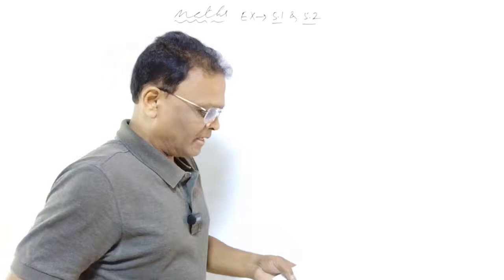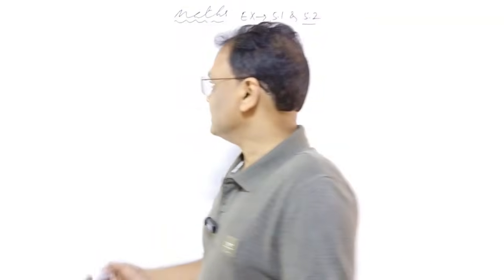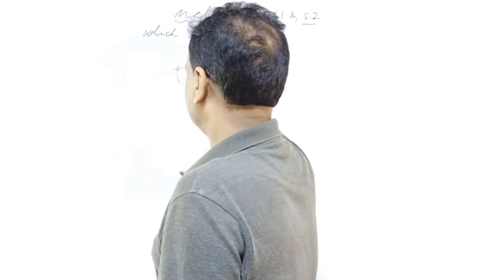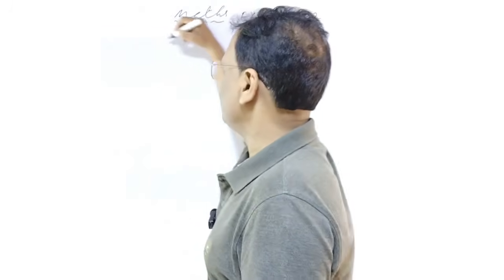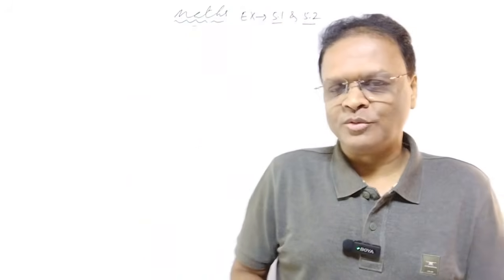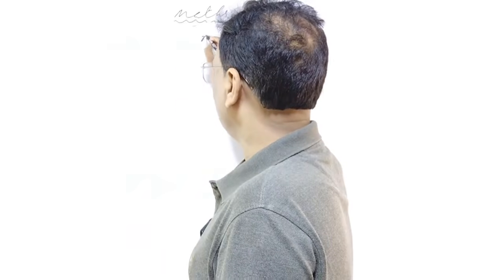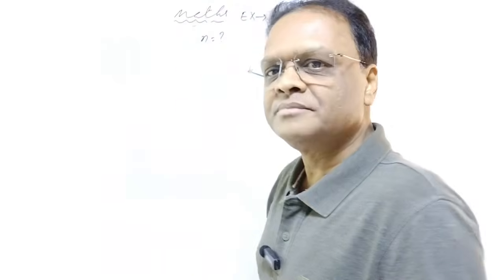Question number 4 is, which term of the AP is given? He is asking which term. So which term means actually what to find? Remember, a few terminologies you must know. Which term, how many terms, means you have to find n. So you have to find what is n.